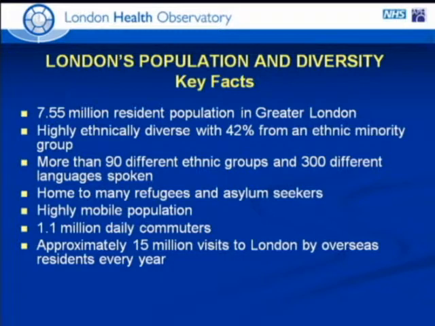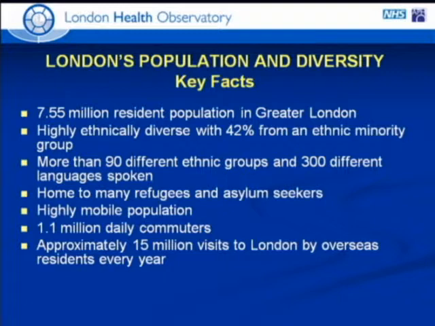So I'm going to go on now to talk more specifically about the London Health Observatory and also about our work. This is just a background slide to describe some of the issues that we're dealing with in London. We have quite a large population of 7.5 million, and we're very ethnically diverse. 42% of our population is from an ethnic minority group. We've got more than 90 different ethnic groups, and more than 300 languages are spoken.